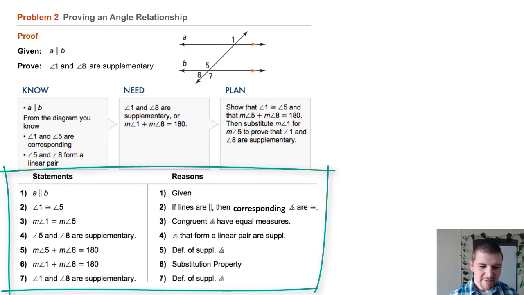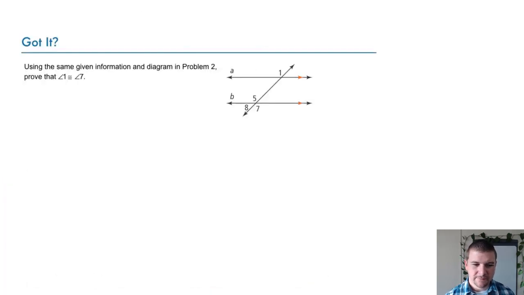And finally, statement 7, angle 1 and angle 8 are supplementary. We can now state that by reason 7, the definition of supplementary angles. Your turn. Using the same given information and the diagram from problem 2, prove that angle 1 is congruent to angle 7.